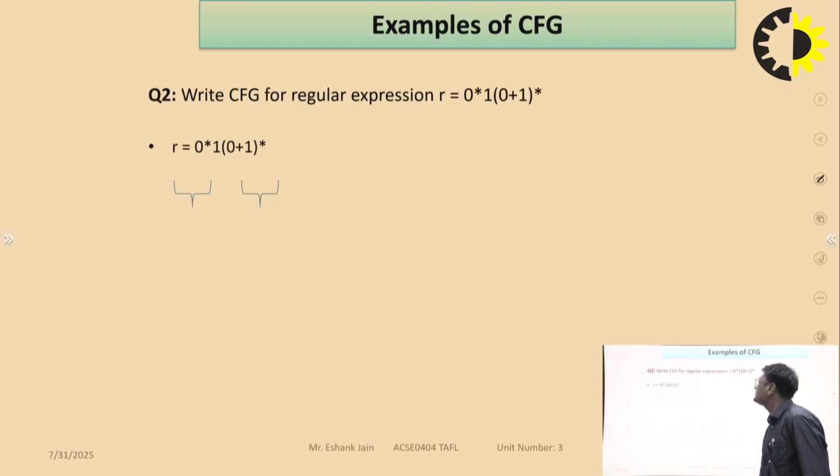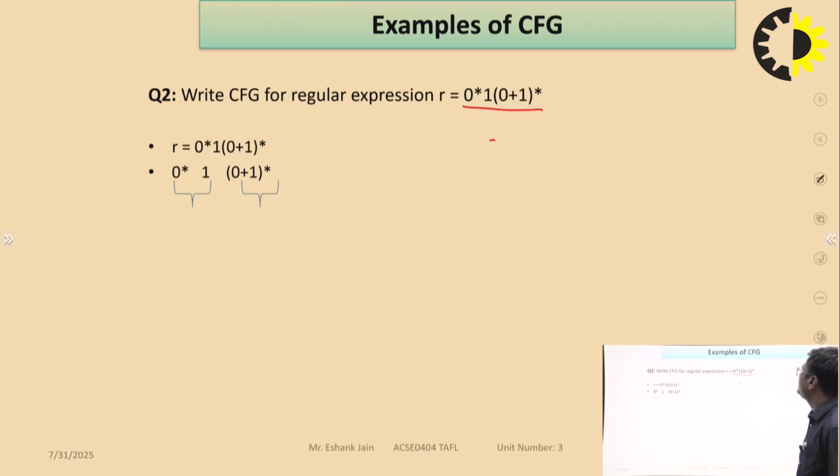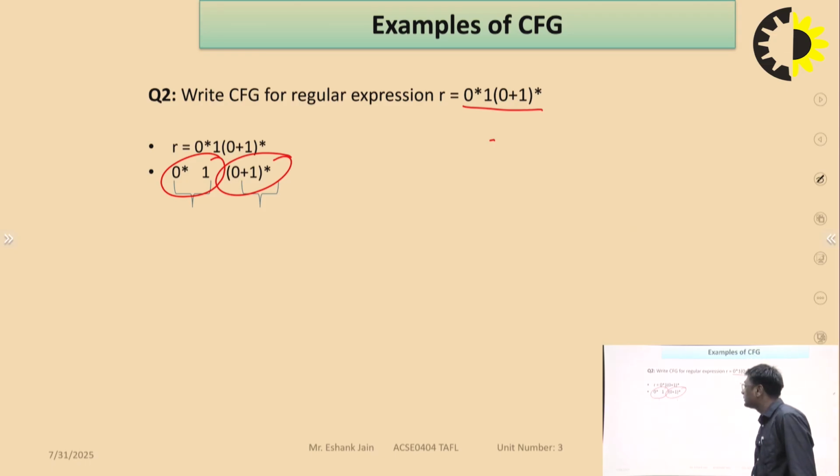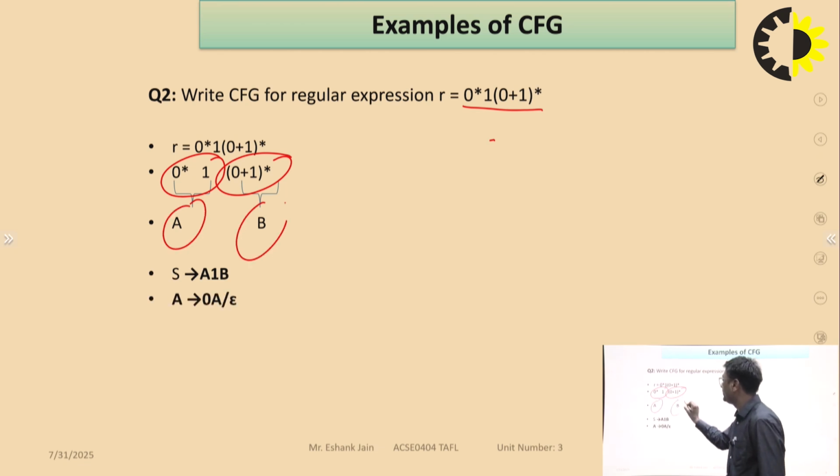Now we generate the CFG for the regular expression. We have the regular expression (0* . 1 . (0+1)*). Then we divide this regular expression into two parts, 0* . 1 and (0+1)*. Then we denote them A and B.